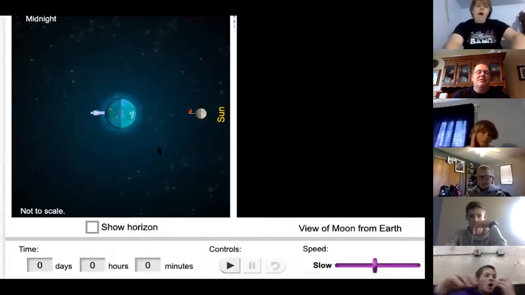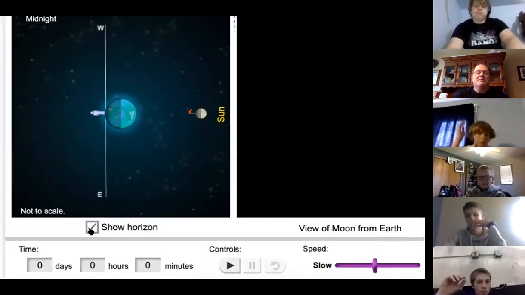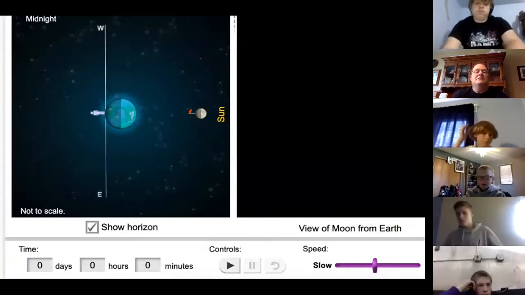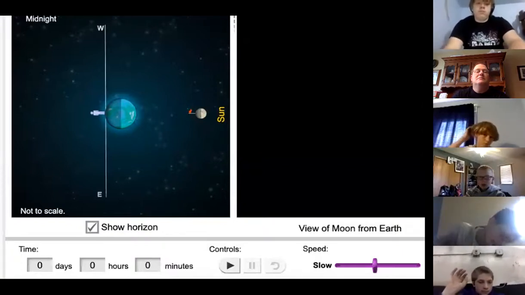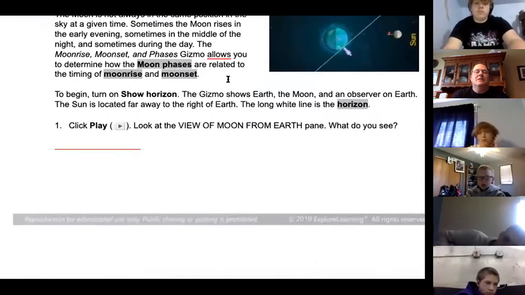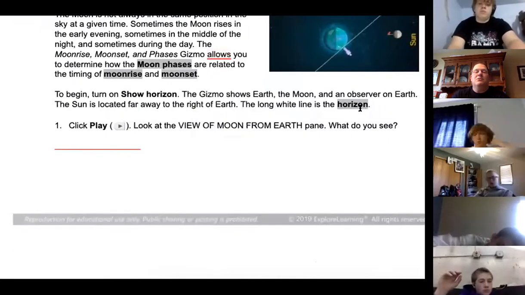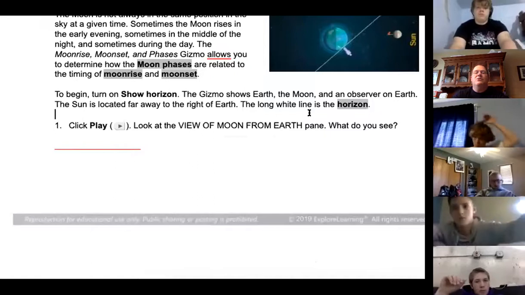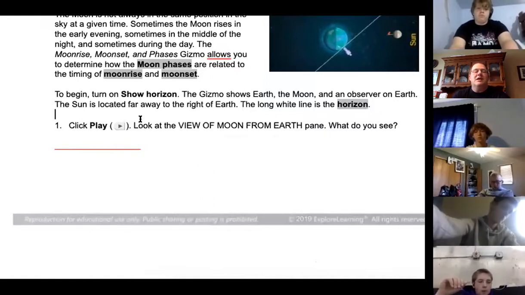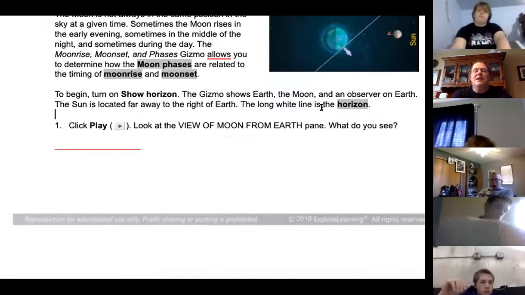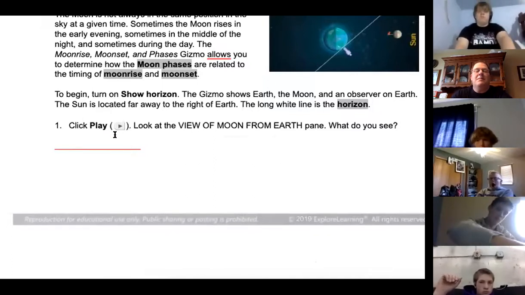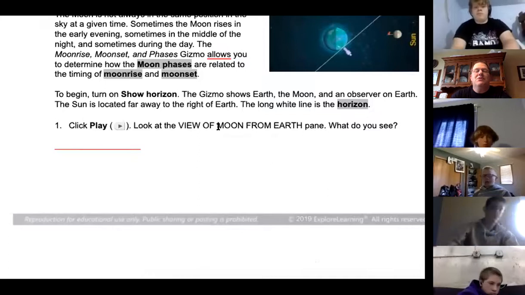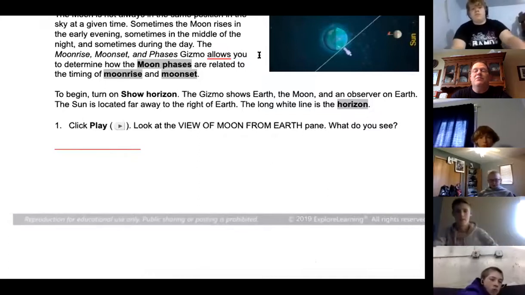So down here, little click button to show horizon. The gizmo shows Earth, the moon, and an observer on Earth. The sun is located far away to the right of the Earth. The long white line is the horizon. Click play. Look at the view of the moon from the Earth, and what do you see?